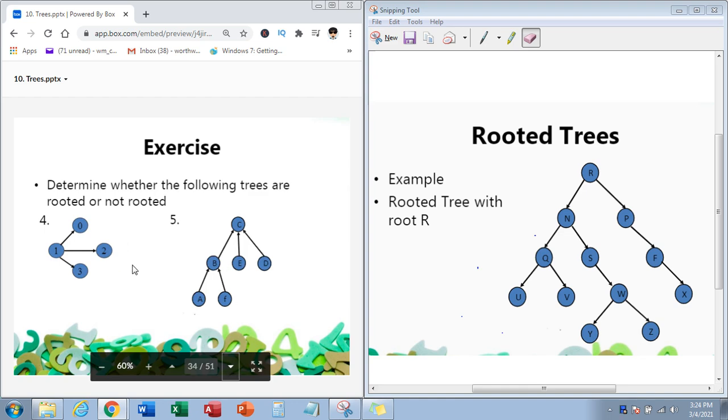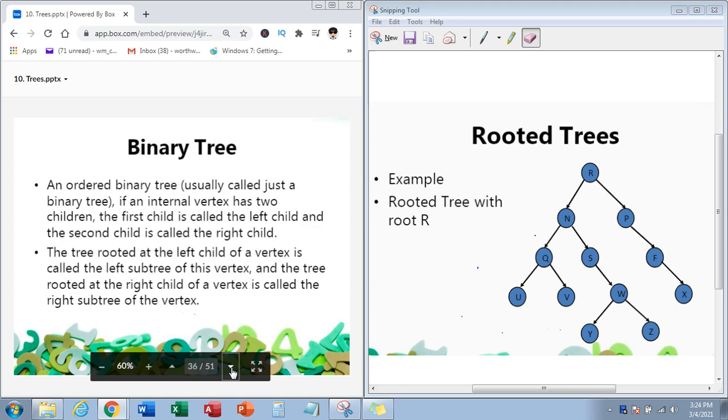These following exercises you have to solve by yourself. Okay? Binary tree. An ordered binary tree is usually called just a binary tree. If an internal vertex has two children, the first child is called the left child and the second child is called the right child. So, katulad nito, binary tree ito, no?